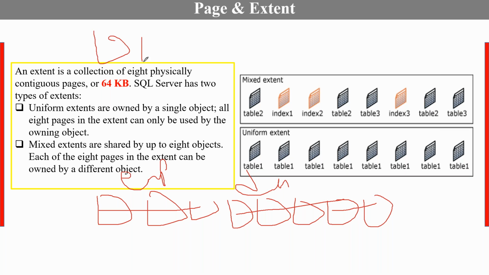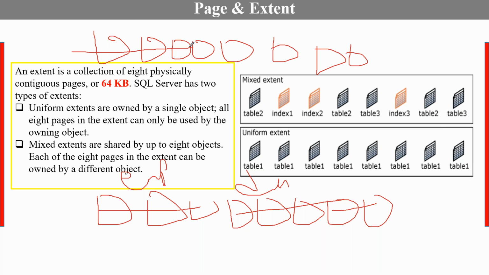If 4 pages contain employee data, then 4 pages are free. Then what type of extent is it? Mixed, uniform, depends, single object data. Just hold on 1 second only.